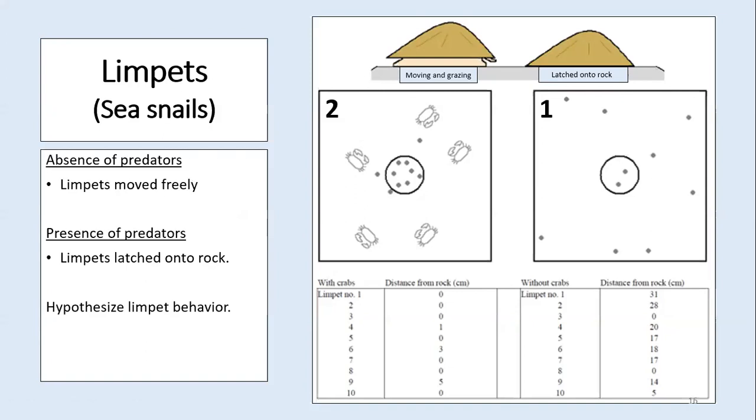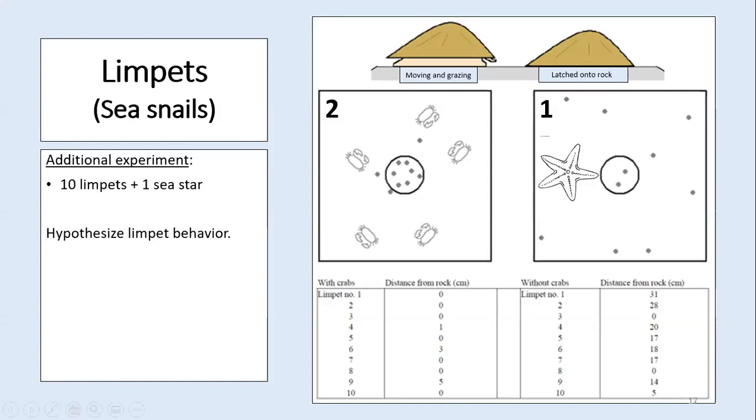Results. In the absence of predators, limpets freely moved around the tank. However, with the addition of crabs, limpets latched themselves onto the rock. In your lab discussion, you will hypothesize why limpets displayed this behavior.